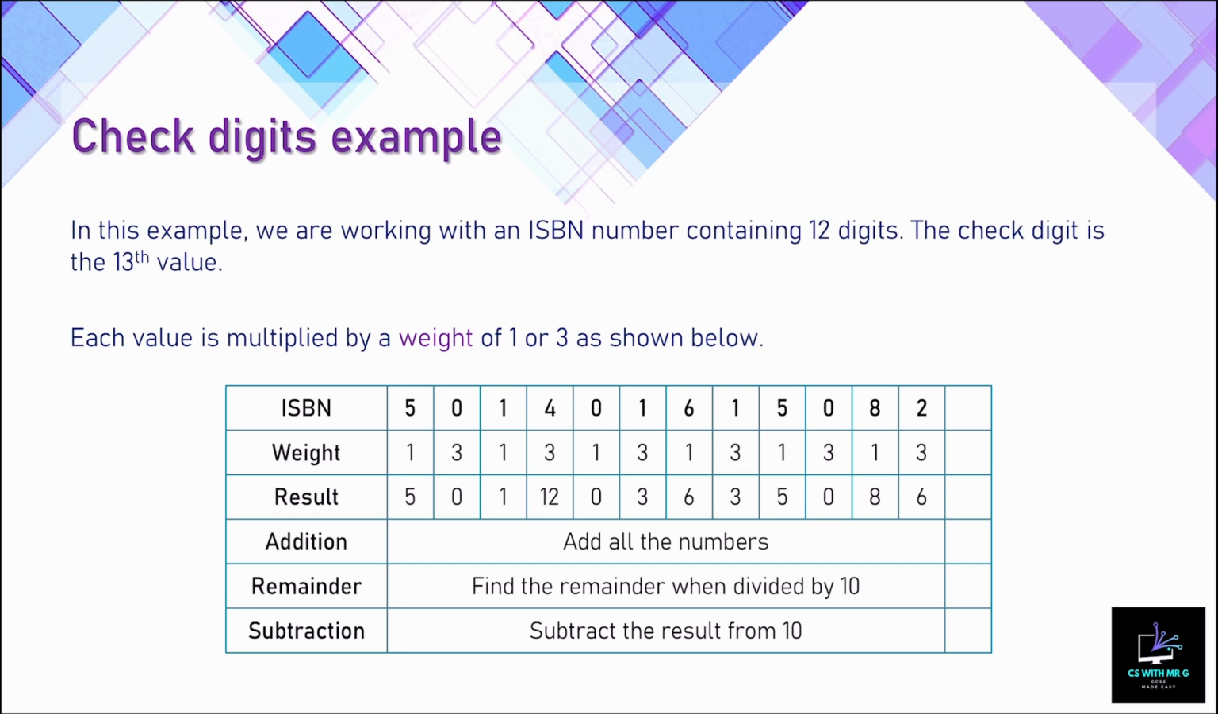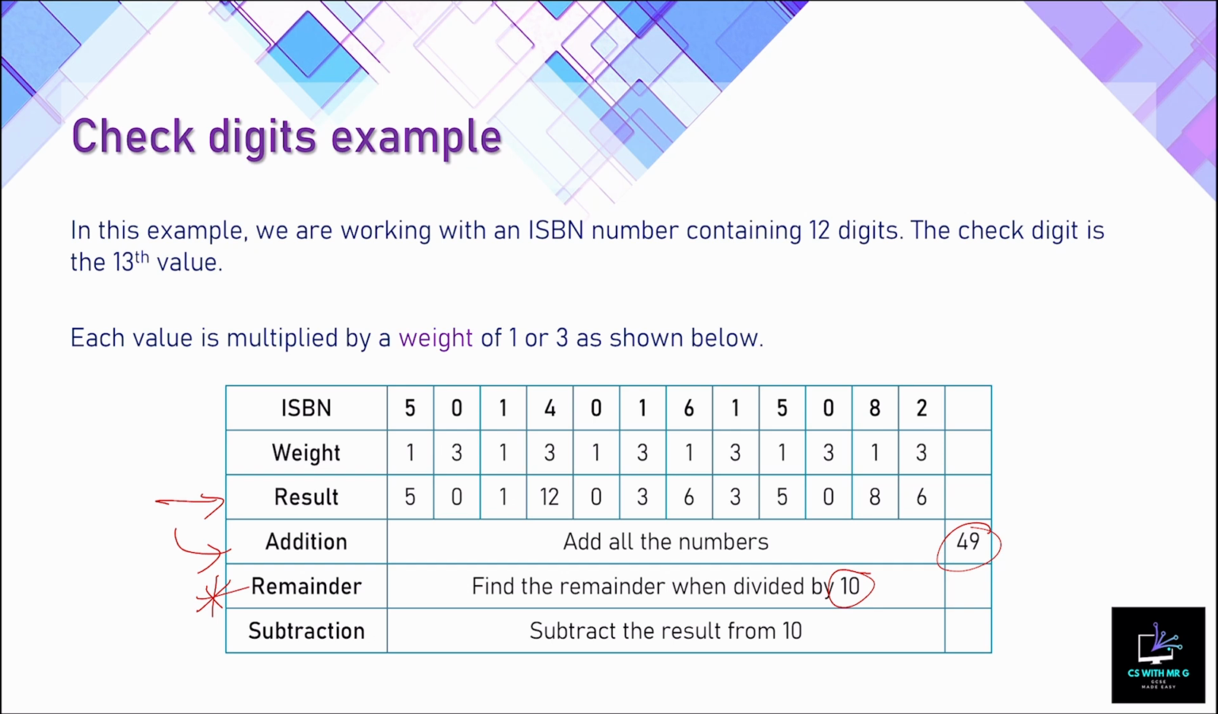So once we've got all of our results, we follow the next step, which is addition. The next step of the algorithm is to add all of the numbers. So I take all of these numbers and I add them all together, and there we have 49. So all of these numbers added up produces 49. The next step in the algorithm is to find the remainder when it's divided by 10.